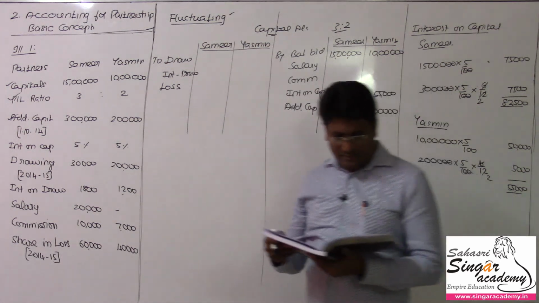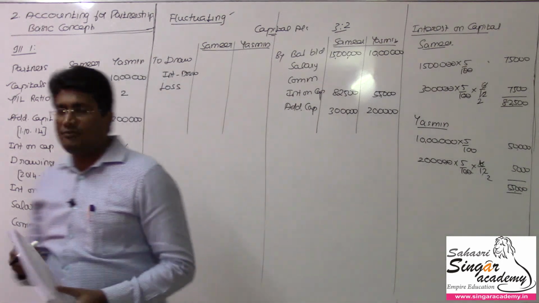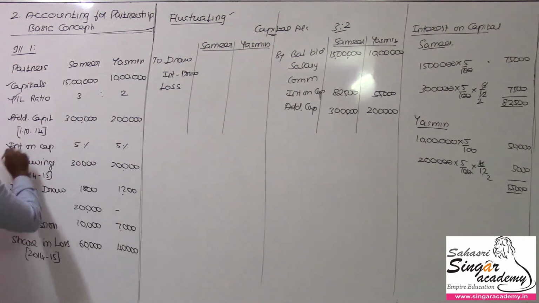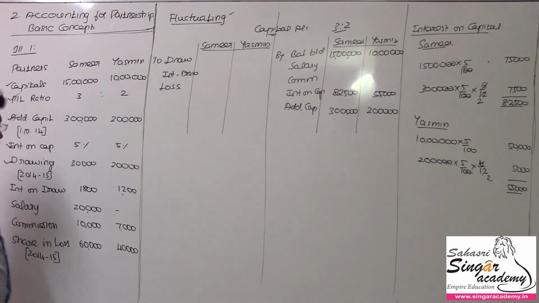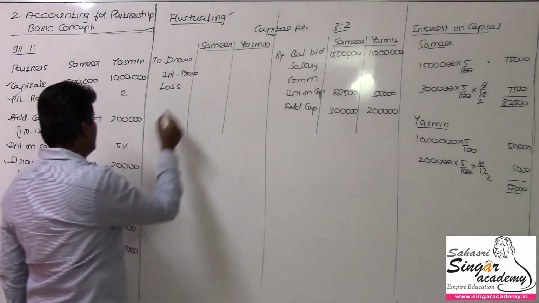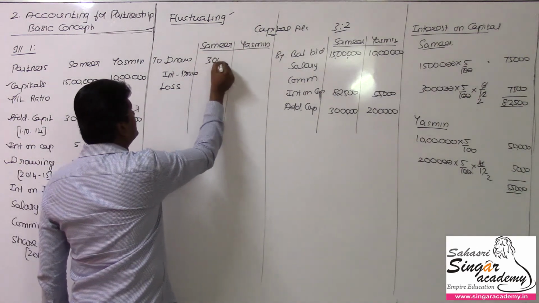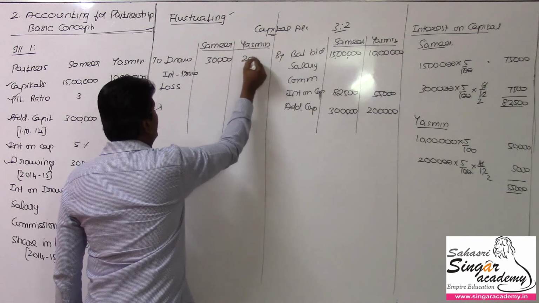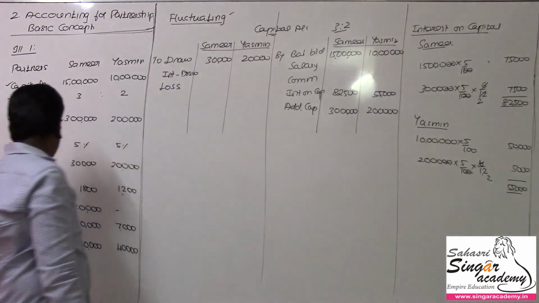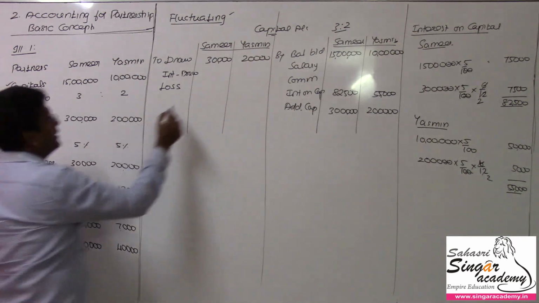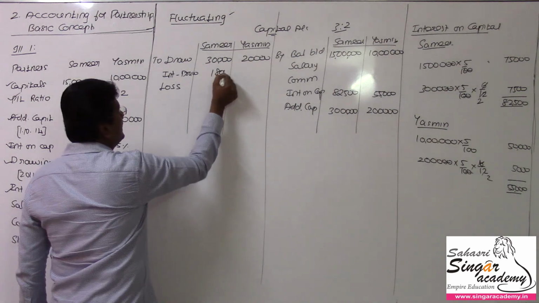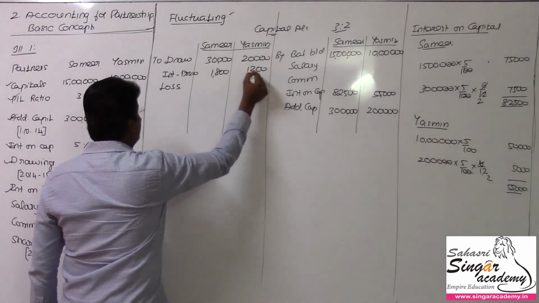So we have posted this value. Apart from that, drawings are given. For the year 2014 and 15, the drawings are 30 and 20. Samir's drawing is 30, Yasmin's drawing is 20. And interest on drawings is also given, which is 1800 and 1200. I posted 1800 and 1200 here.